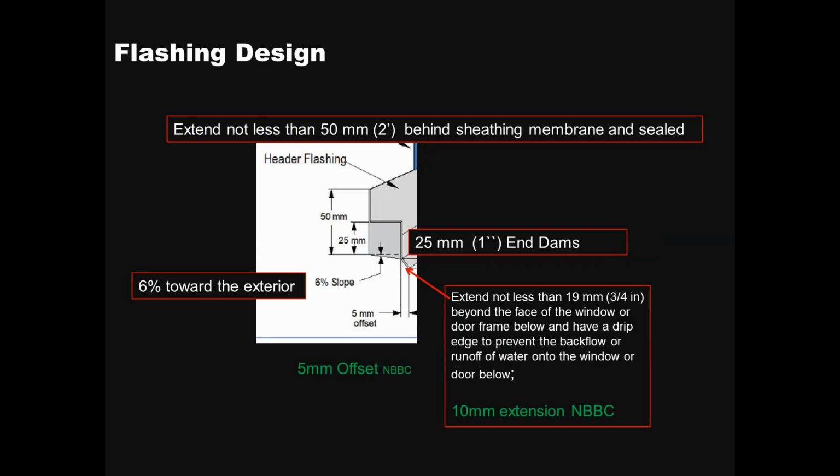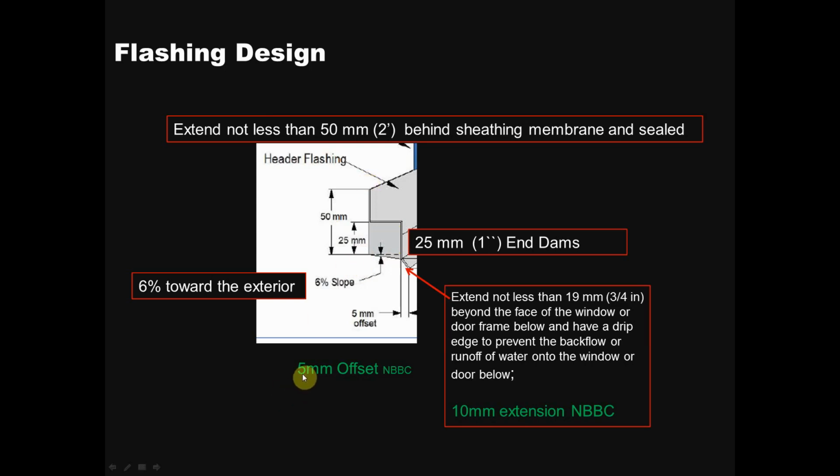Now the code does talk about flashings, and the standard does talk about flashings. Okay, so they have to be pitched 6 degrees, right there, and they have to extend beyond 19 millimeters. I believe the standard says 19 millimeters, the code says 10 millimeters, with a 1-inch end down, and go up behind the flashing 15 millimeters, or 2 inches up behind the WRB, okay?